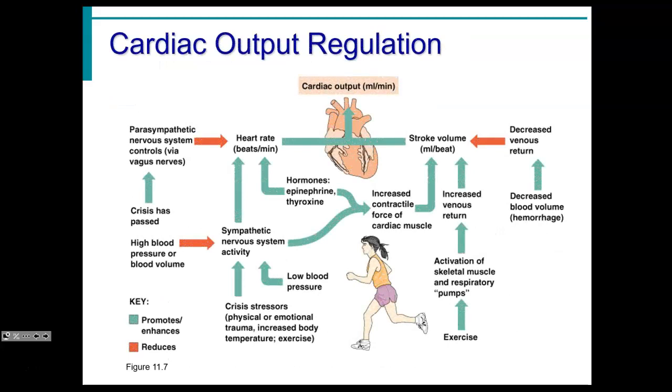Alright, so here's your regulation, how your body regulates the function of your heart and what's going on. Parasympathetic nervous system: what happens when the parasympathetic nervous system is active?